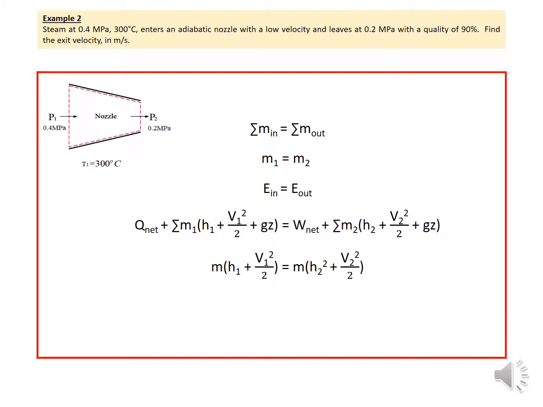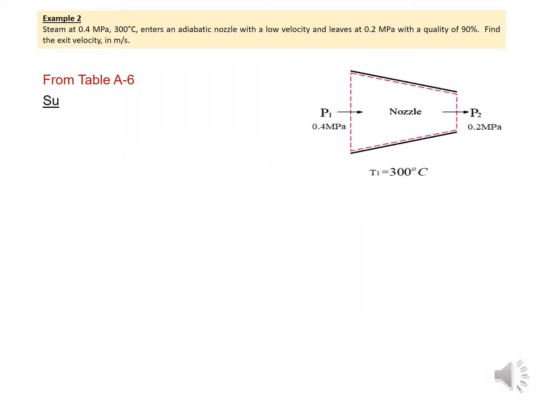m times h1 plus V1 squared over 2 equals m times h2 plus V2 squared over 2. Neglecting the inlet kinetic energy, the exit velocity is V2, or V out, equals the square root of 2 times h1 minus h2. From table A6, we are going to find the properties of the material in the nozzle.